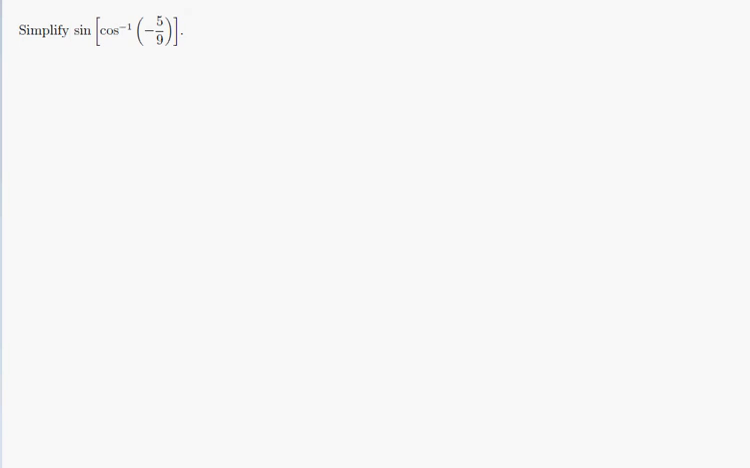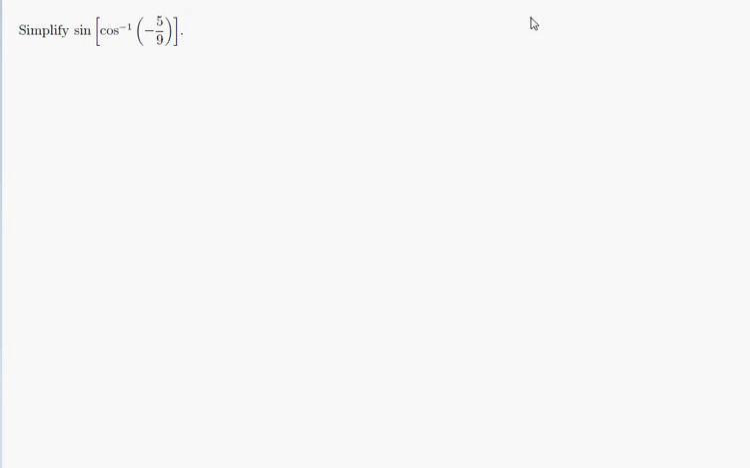Let's now take a look at this problem, finding the sine of the arc cosine of -5/9. Now, what is an arc cosine? Arc cosine is an angle, and it is an angle between 0 and pi. That is the range for arc cosine.